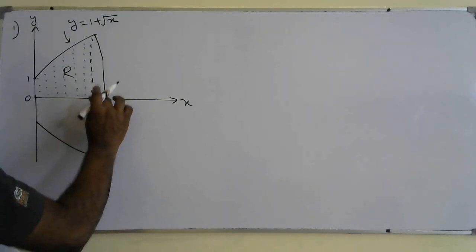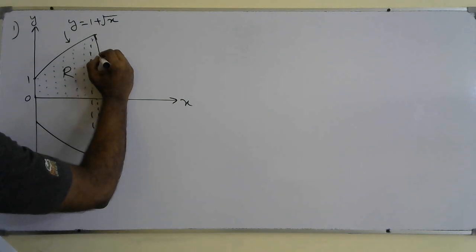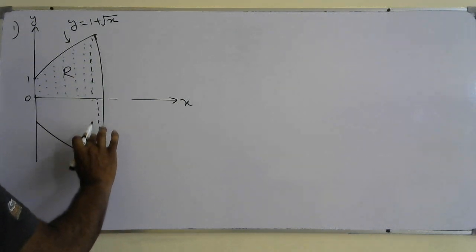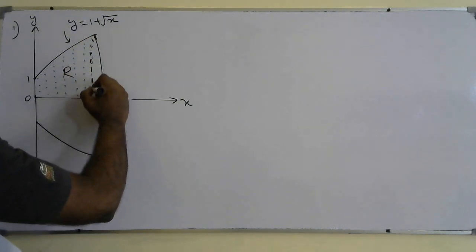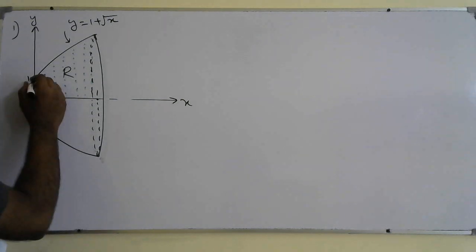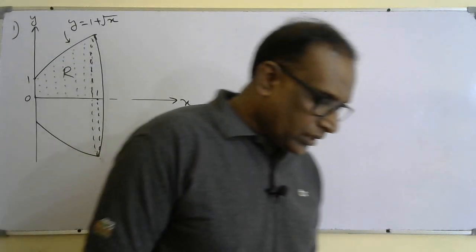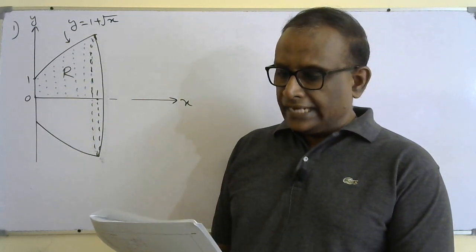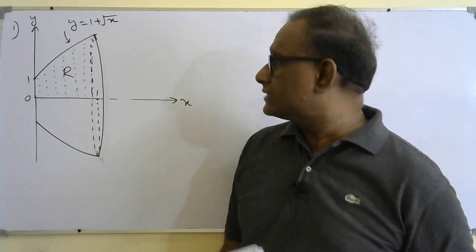So this is 1. And try to draw it in 3 dimensions. So this is 1, is it? So here also you'll get a shape something like this. Okay. So there, by using the model and algebraic integration, we have to show that the volume of S is 17 pi over 680.